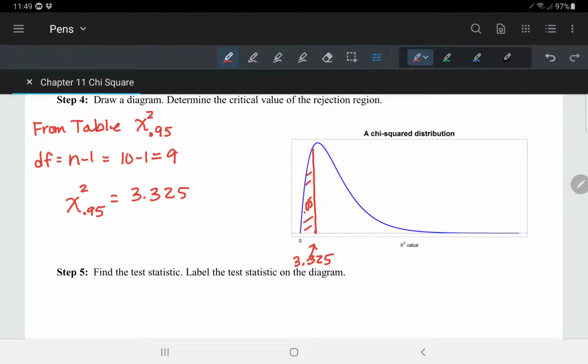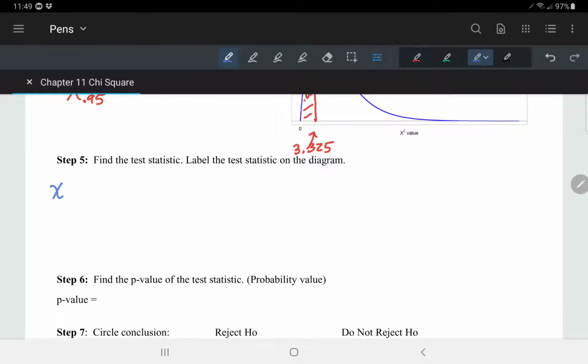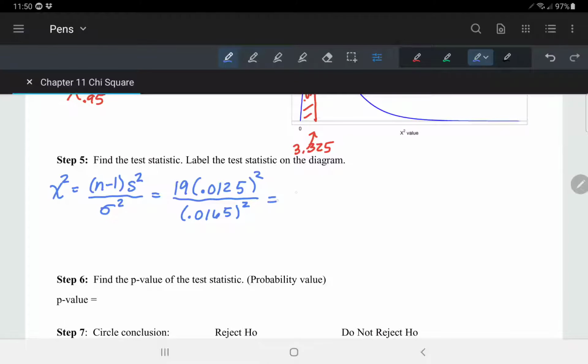Now, we also have to find our test statistic. This is the value of chi-squared that we will be testing with. So chi-squared is equal to the degrees of freedom, n-1, times the sample standard deviation squared divided by the population standard deviation squared. So if we fill this in, we get 9 times the sample standard deviation 0.0125, we'll square that, over sigma, which is 0.0165. That will be squared. And when you put this in your calculator, you should come up with 10.90.